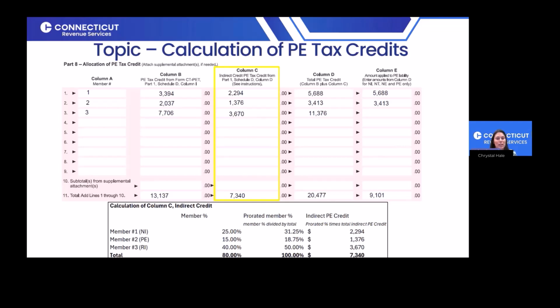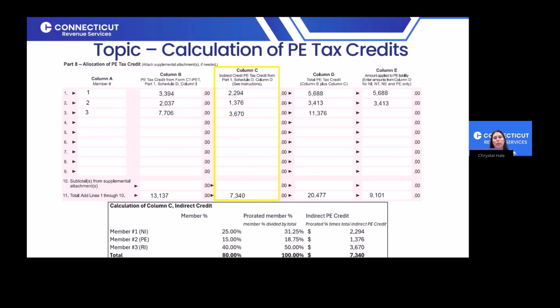So as you can see, the $7,340 from Part 1 Schedule B is now allocated wholly to members 1, 2, and 3. So we're going to take the PE tax credit from our own operations or from our own Schedule CTPET and add it to the indirect credit in column C to come up with the total PE tax credit. Now from here, in column E, we're only going to include those that would be reported in the composite return. And we'll get into that a little bit later.